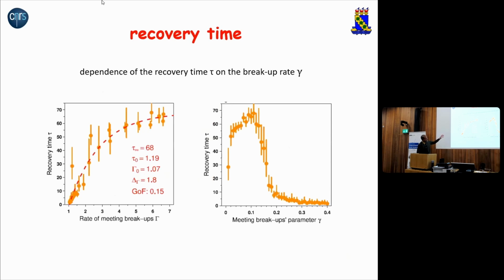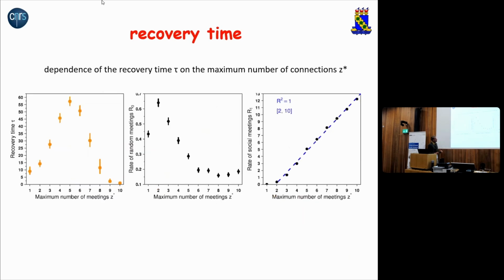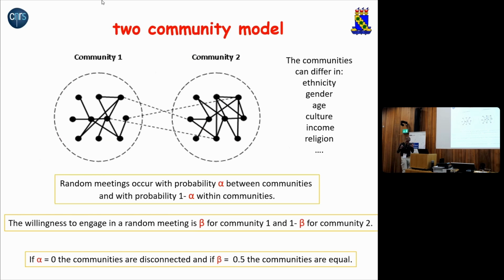Then there are other details, how it depends on the breakup. I don't want to go into too much detail here. And this is another detail, how it depends on the maximum degree of individuals. So the second work I want to talk about is what happens when you have two communities which are different by anything. They could be different by gender, or by their social standing, or by their age, or by religion or culture. So any distinction we have, you have a community which consists of two parts, and you want to see how important is the connection between these two communities for the recovery of the society.